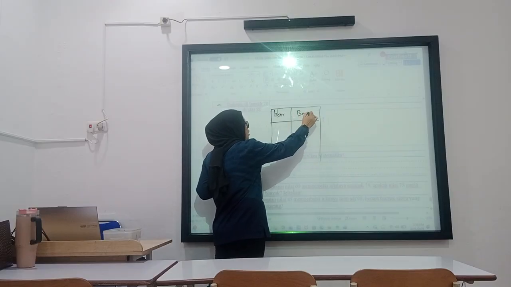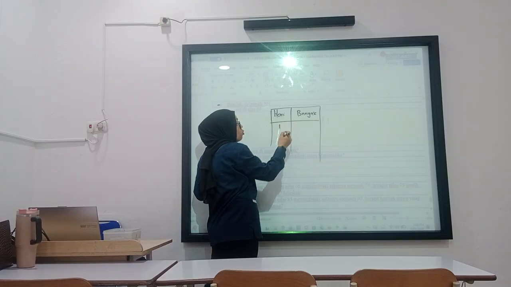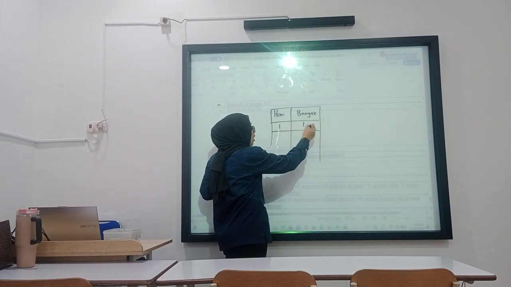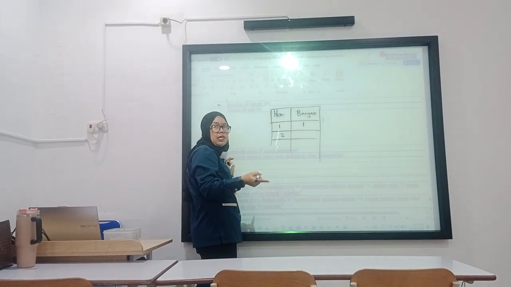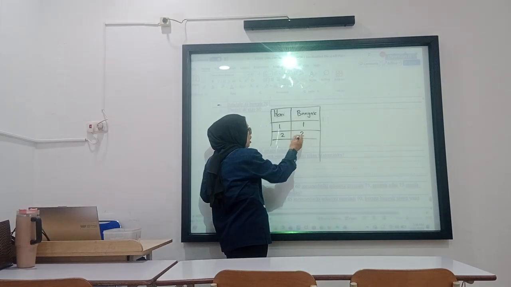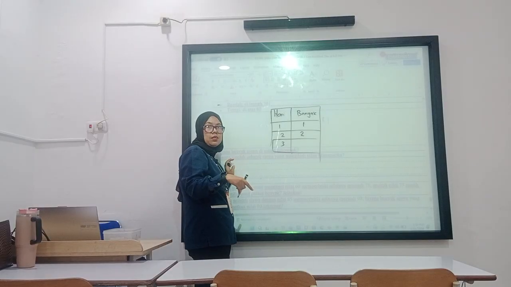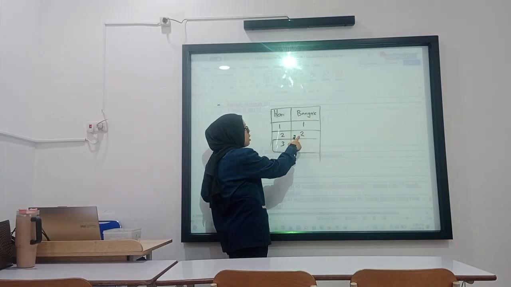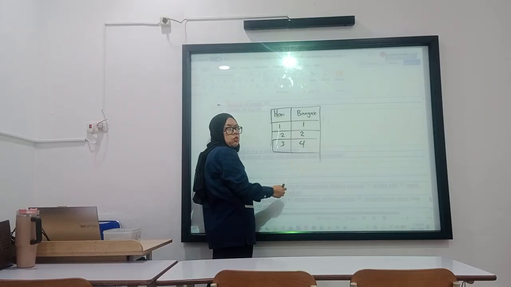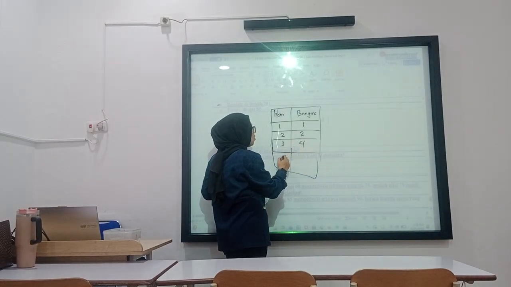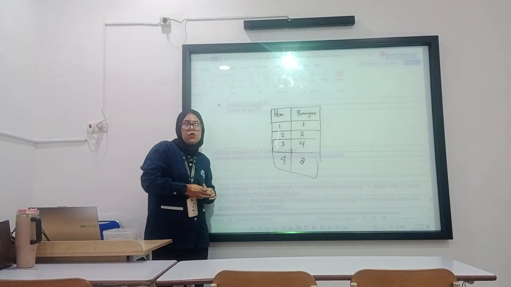Hari pertama itu ada 1 yang berbuah. Lalu hari kedua katanya 2 kali dari hari pertama. Berarti kita kalikan, 2 dikali 1 berarti 2. Hari ketiga katanya 2 kali lagi dari hari kedua. Berarti 2 dikali 2 menjadi 4, dan seterusnya. Hari keempat juga seperti itu, dikali 2 lagi, 4 dikali 2, 8. Untuk hari kelima, 16.